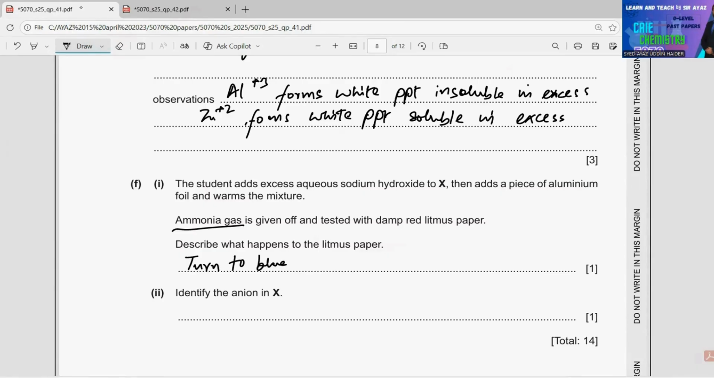Now, what they are asking in part 2: identify the anion in NX. It's nitrate, or NO3 minus. You can write the name of the anion.